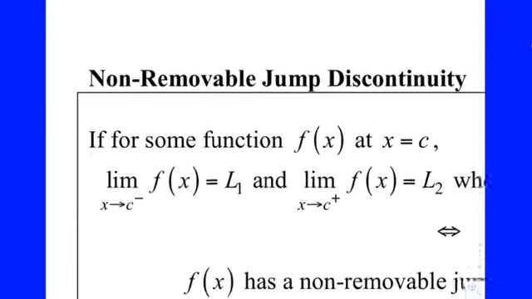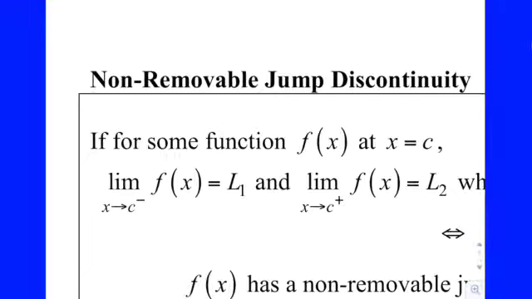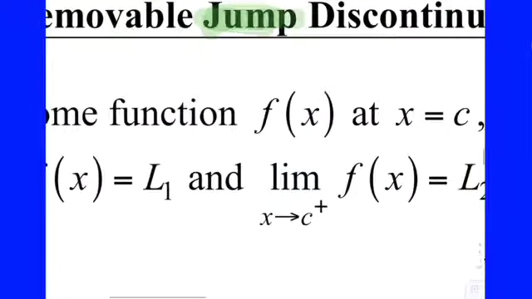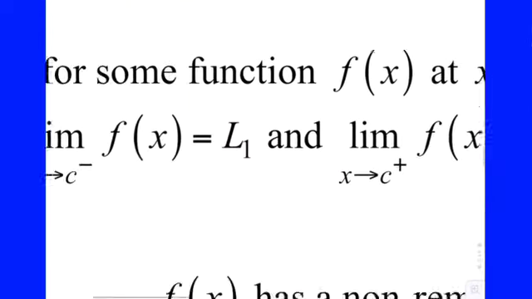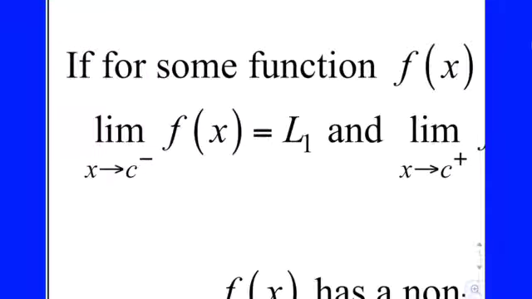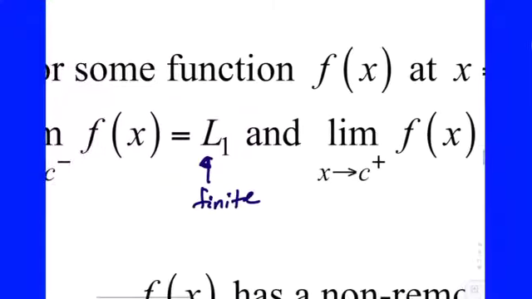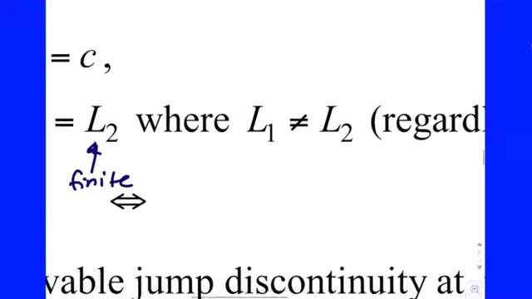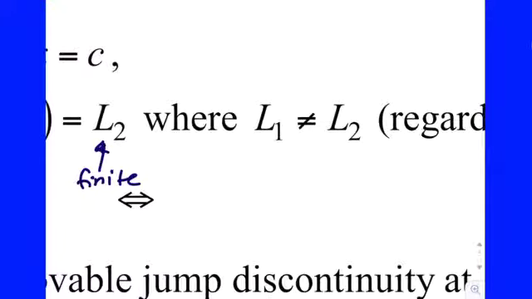So let's go ahead and define it now. A non-removable jump discontinuity, or you can just refer to it as a jump, says the following. If for some function f of x, again at some arbitrary value x equals c, the limit from the left of that x value is, we'll call it L sub 1. L sub 1 is just some finite y value, not infinity. And the limit from the right of that x value is L sub 2, another finite y value, where, of course, L1 and L2 are not the same, where they're different.